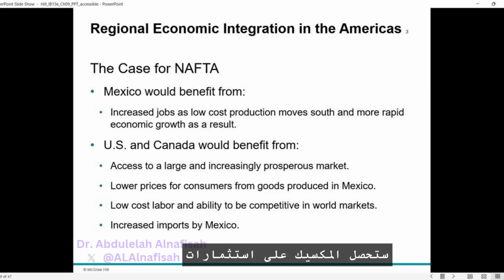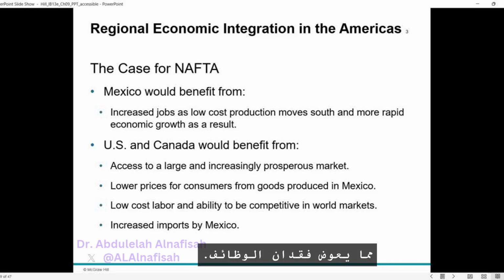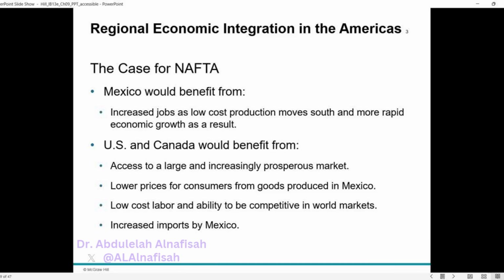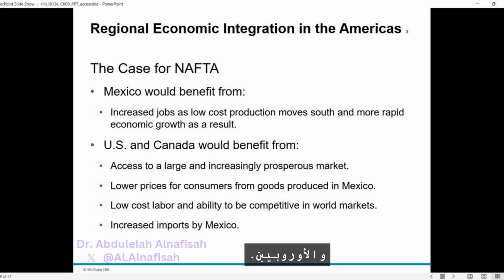Mexico would gain inward investment and jobs, while increased Mexican incomes would boost demand for U.S. and Canadian goods, offsetting job losses. U.S. and Canadian consumers would enjoy lower prices, and firms moving production to Mexico would improve their competitiveness against Asian and European rivals.